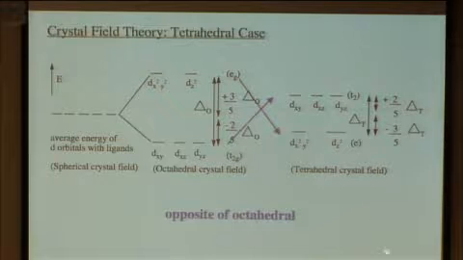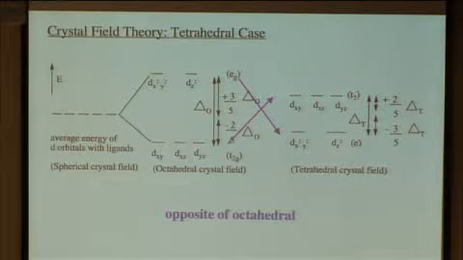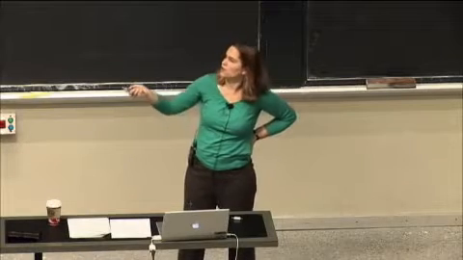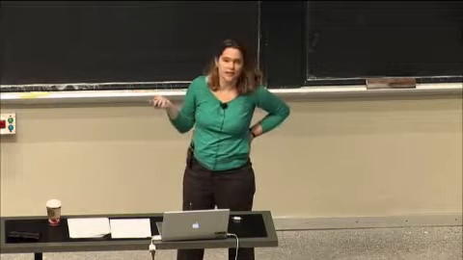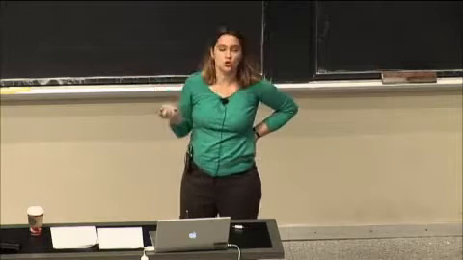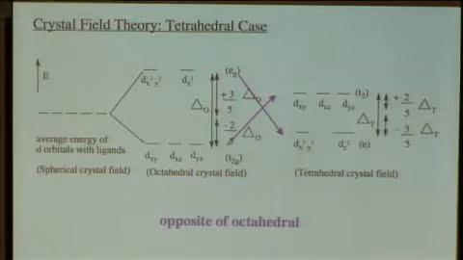You notice it's the opposite of octahedral. So the orbitals that were most destabilized in the octahedral case are now more stabilized down here. So we've moved down in energy. And the orbitals that are off axis, 45 degrees off axis, which were stabilized in the octahedral system because none of the ligands were pointing right toward them, now those ligands are a bit closer, so they jump up in energy. And so we have this swap between the two.